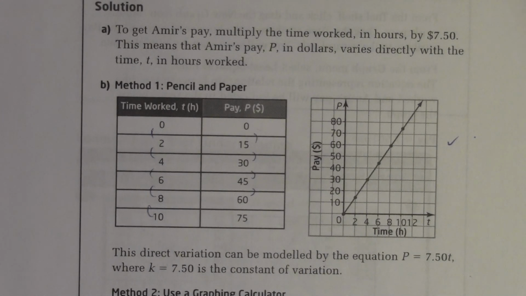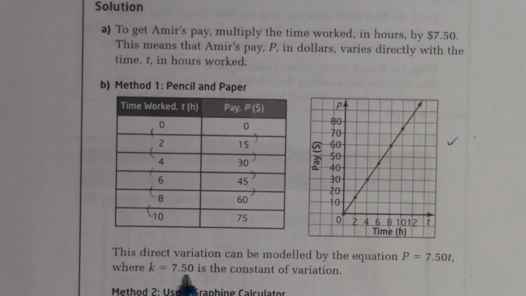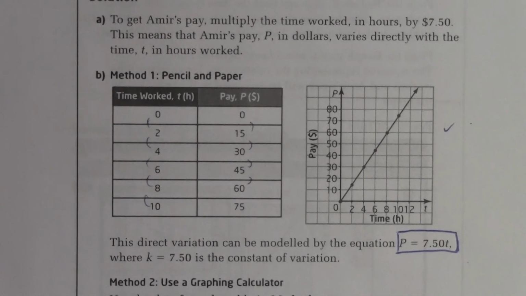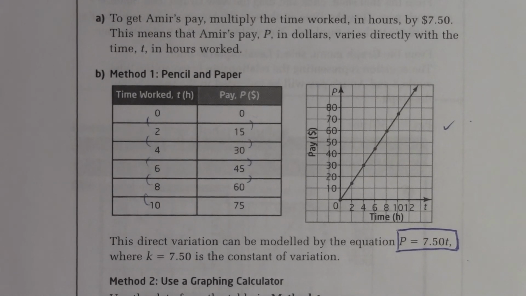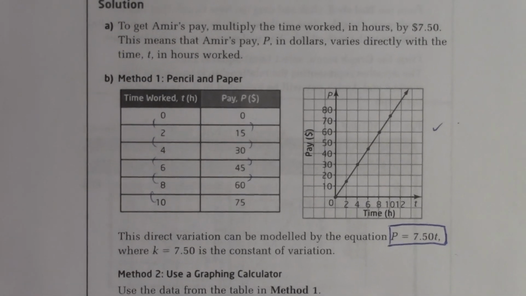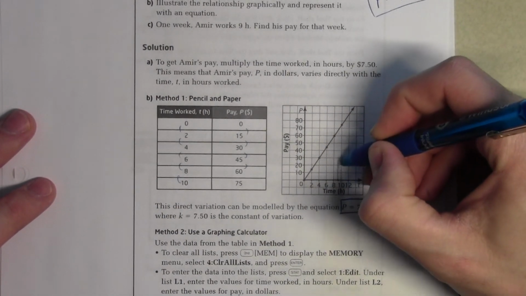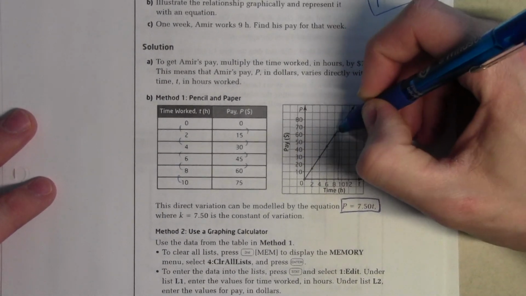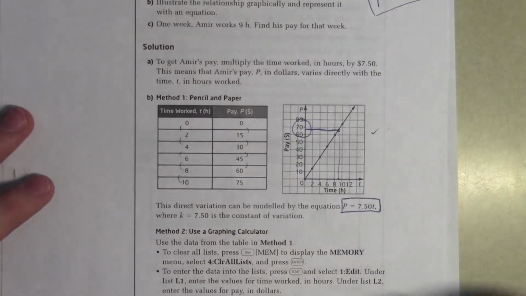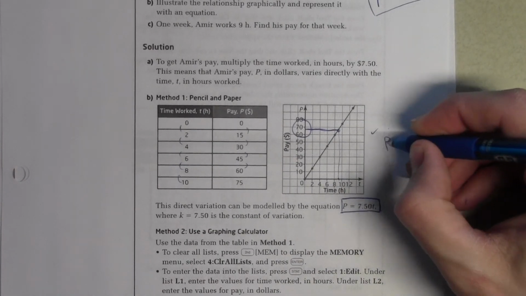No? All right. C, 1 week, and finally write the equation. K is 7.50. Here's our equation, which we got earlier. There it is again. Finally, C, 1 week, Amir works 9 hours. Find his pay for that week. So again, before today, you might have had to interpolate here. You might have had to go to 9 like this, and then go across and say, oh, it was about $65 that week, right? But now we're going to use our equation and figure out the pay directly.